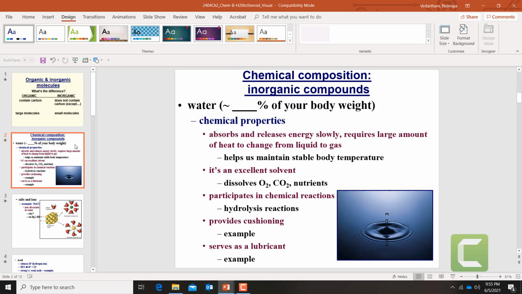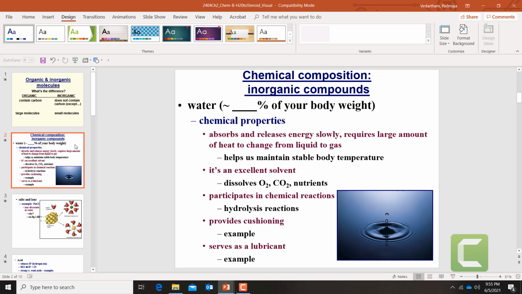So when we look at the inorganic compounds, the most important inorganic compound in our body is water, right? Water has many different properties which sustain life on Earth. It can absorb and release energy slowly because of its hydrogen bonds. So that helps us to maintain a stable body temperature.